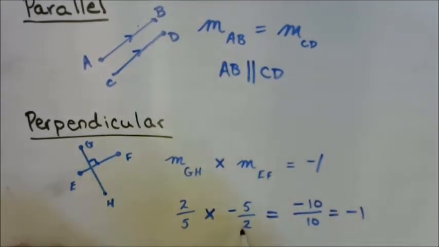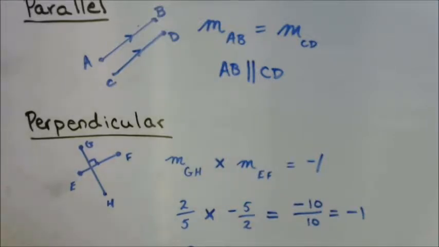If this comes out as -1, then we can say that GH is perpendicular to EF, because the product of the slopes of GH and EF is -1, as we saw here. The product of the slopes is -1. If that's true, then GH is perpendicular to EF.